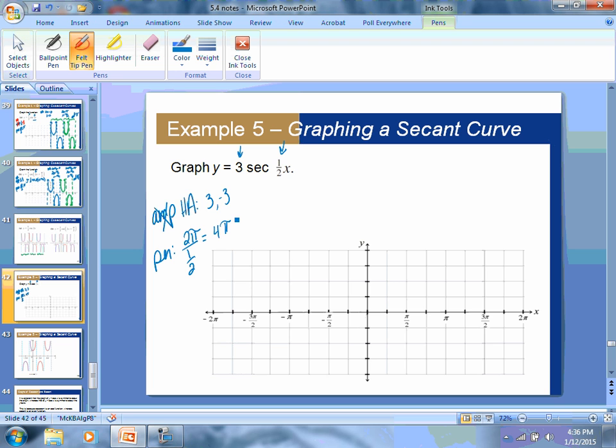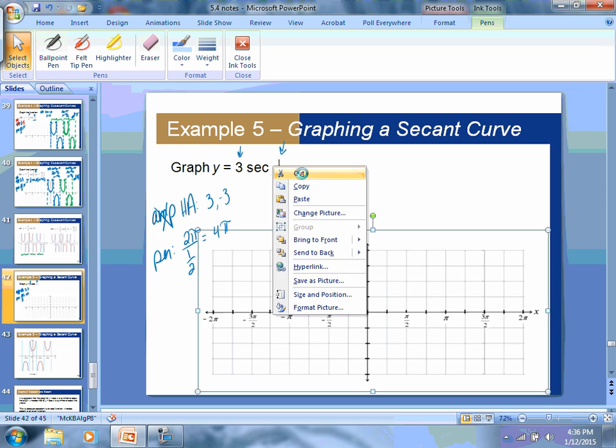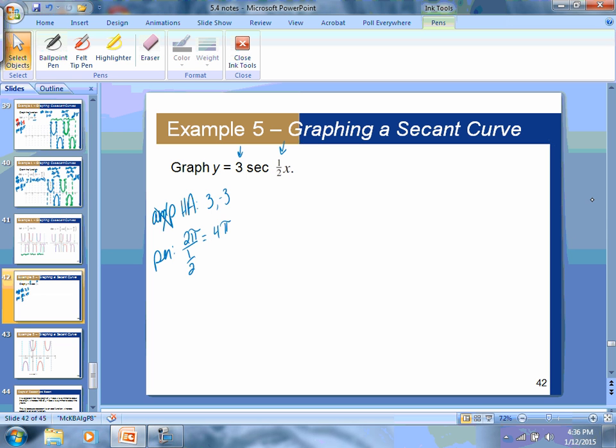Okay, and actually, I might want to draw this graph by hand. Okay, so I've got my horizontal asymptote and I've got my period. Now I need my vertical asymptote. So I'm going to take all the stuff after the secant, that 1/2 x, and I'm going to set it equal to, now secant gets set equal to different values than the cosecant, okay? Because secant is 1 over cosine, so I need those values where cosine is going to be a 0, because 1 over 0 will make the secant undefined. So I need to set it equal to negative pi over 2, and then pi over 2.